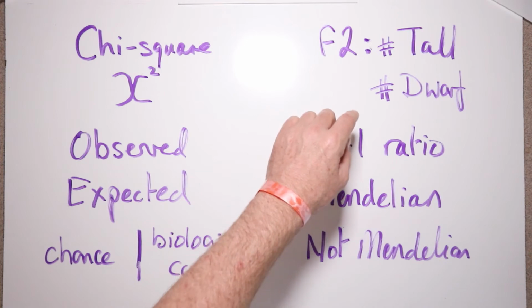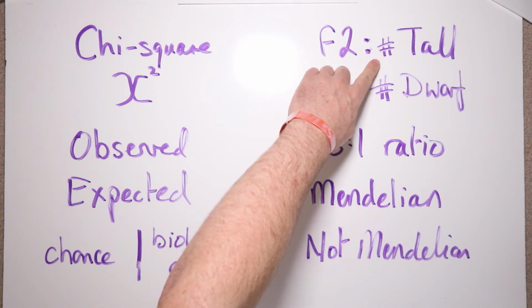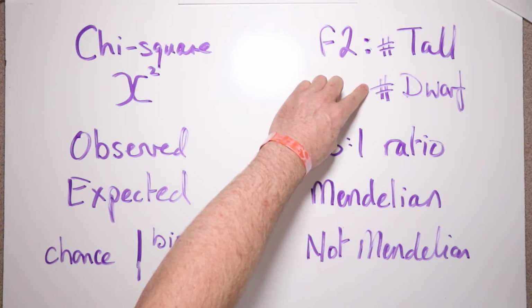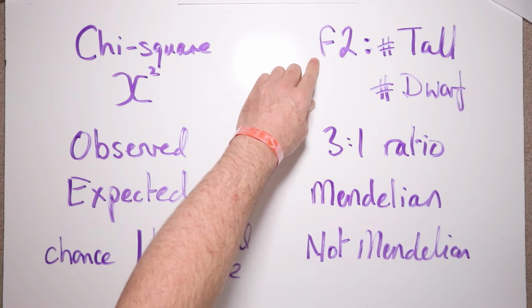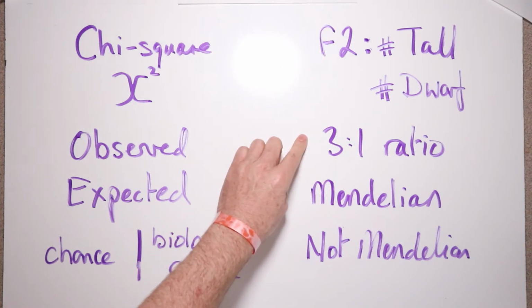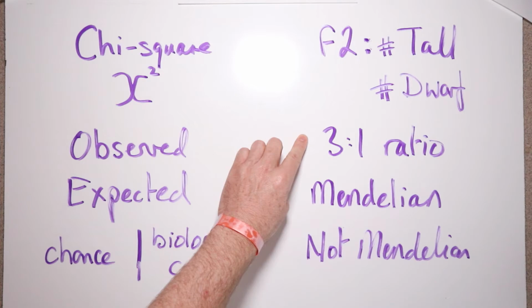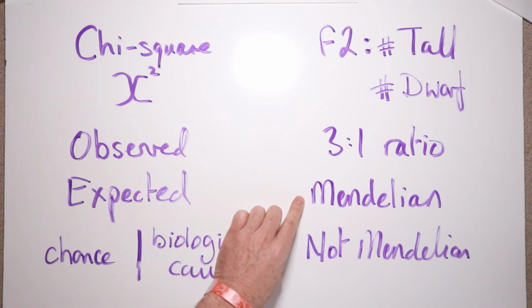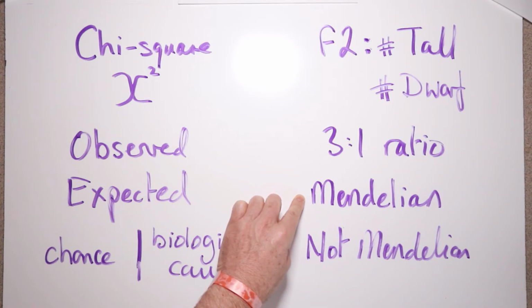So if our observed number of tall plants and number of dwarf plants in the F2 generation is no different to a 3-to-1 ratio, and that's what our chi-square test will tell us, then height in brassica plants must follow a Mendelian pattern of inheritance. And Mendelian inheritance can explain how height in brassica plants is inherited.